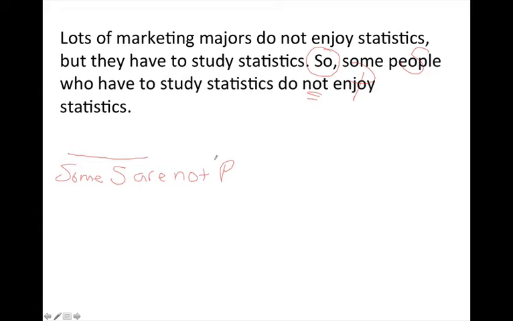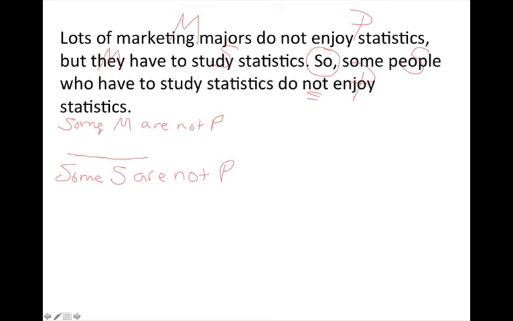Now let's identify the other elements in the argument. People who enjoy statistics, we find up here. We have people who have to study statistics here, and then marketing majors is our middle term. Here again, the "they" refers back to marketing majors. Now, how many marketing majors? Well, lots, and lots is not the entirety of the class of marketing majors. So we have some M are not P, but they, marketing majors, have to study statistics.